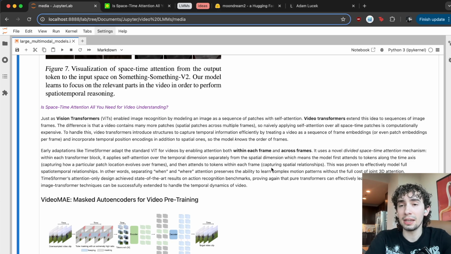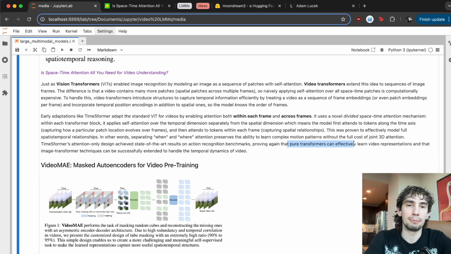But at the end of the day, similar to what we saw with the vision transformer implementation, we proved once again that a pure transformer can effectively learn video representations, or take in a video and encode it into something meaningful using and extending on the different image transformer approaches and techniques.